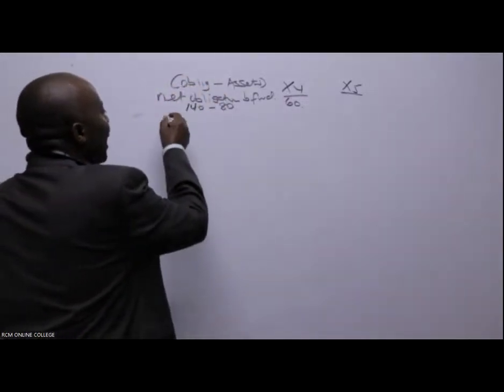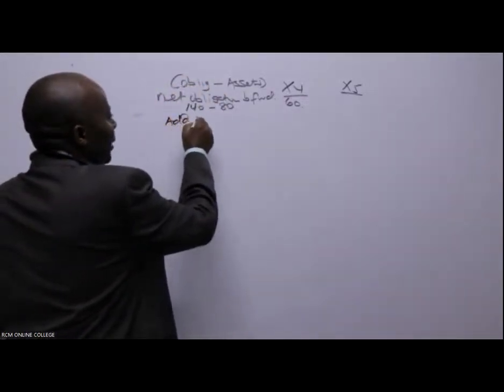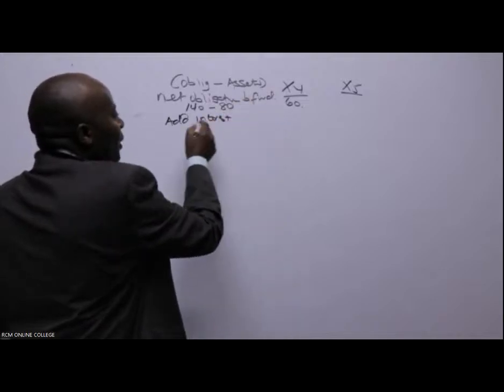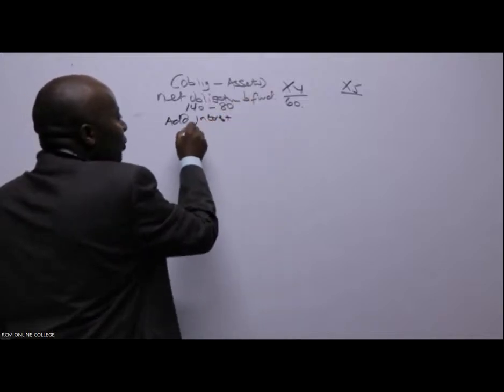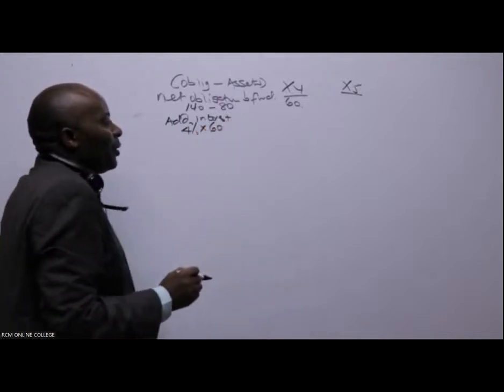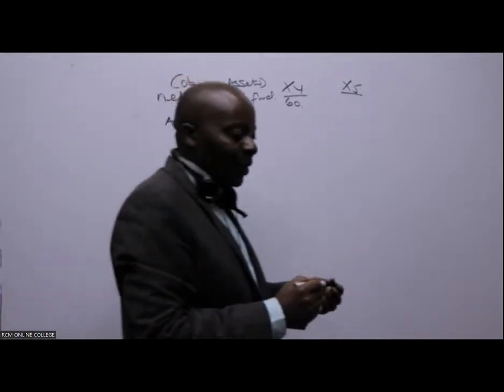So come and add interest here. Interest on this loan here. You've seen the rate of interest is 4%. So 4% of 60. Can somebody give me this 4% of 60? You can see where the 4% is coming from.